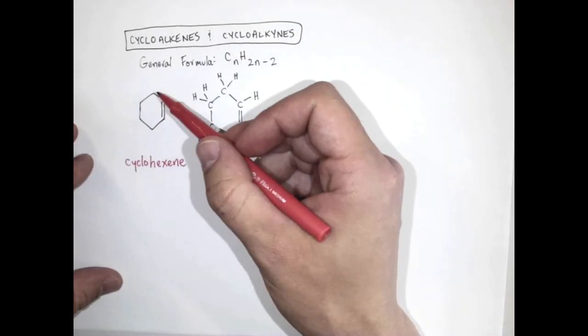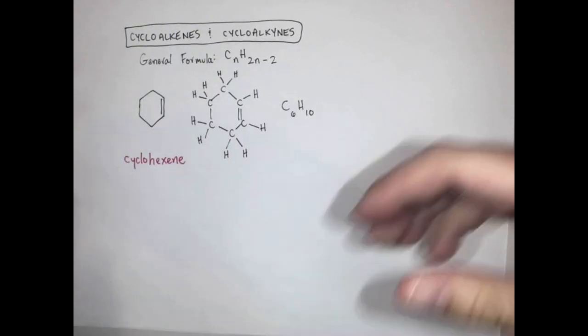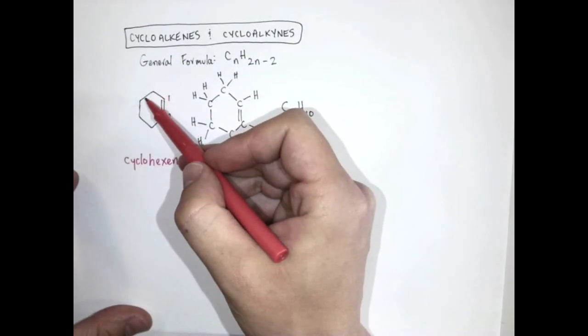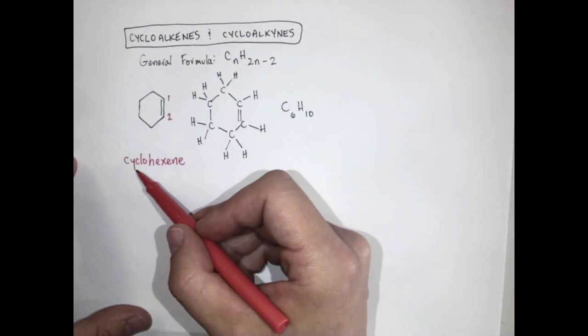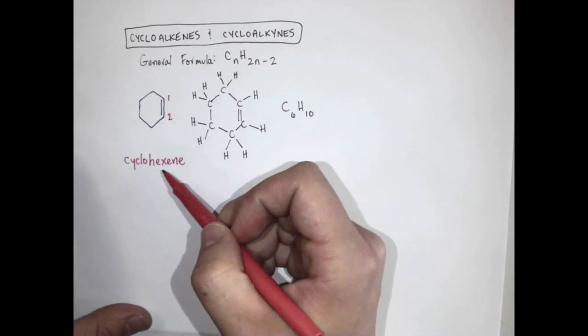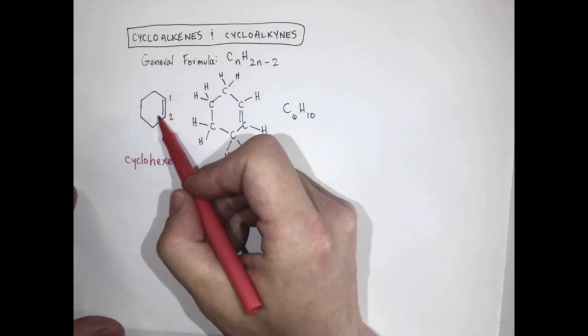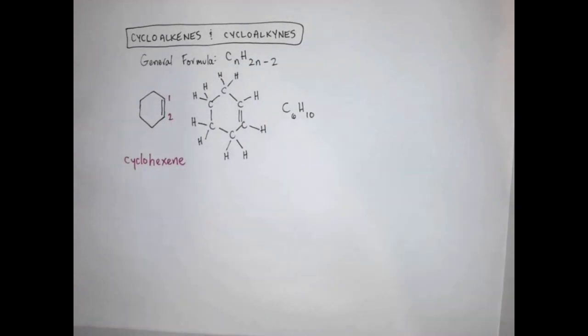Now, because it's a ring, I don't need to indicate the position of the double bond. There are no branches or anything, so I don't need to number the carbons, because the double bond, by definition, in an unbranched cycloalkene will occur at carbons 1 and 2. It starts at carbon 1 and ends at carbon 2. So it's always going to be 1 and 2. So I don't need to specify it in cyclohexene, because by definition cyclohexene will have its double bond starting always at carbon 1, no matter how you rotated this structure. Now it changes once you have a branch.